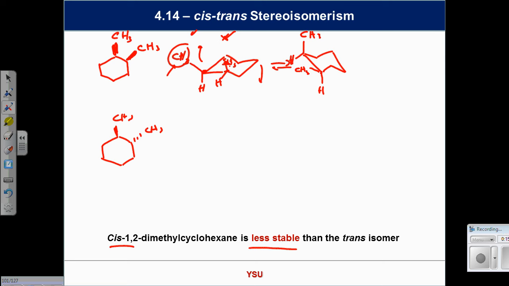Move over to the right. Is this good or bad? Bad. It's axial. What about down here? Good. What do you think the relative energies of those two pictures are? Equal. The same, because you have the same groups.